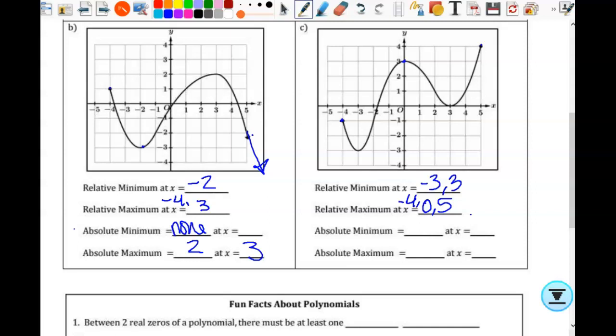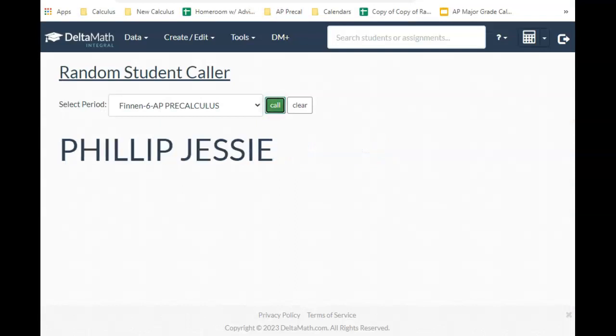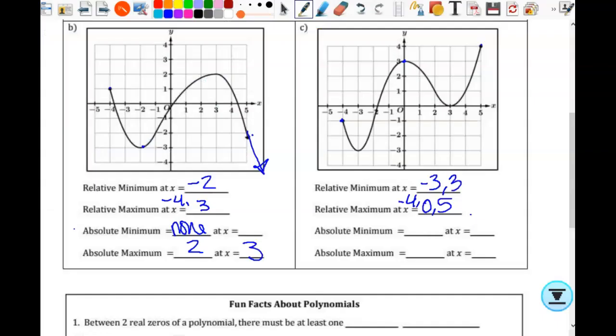All right, and then my last helper for today, Philip. Where are you, hon? Oh, same table. Let's see. Okay. Absolute minimum. What do you think? -3 at -3. If you get those mixed up, you get lucky on that one, right? All right. Absolute maximum. 4 at 5. Good. Y'all agree with that? Any questions on those? Okay, good.